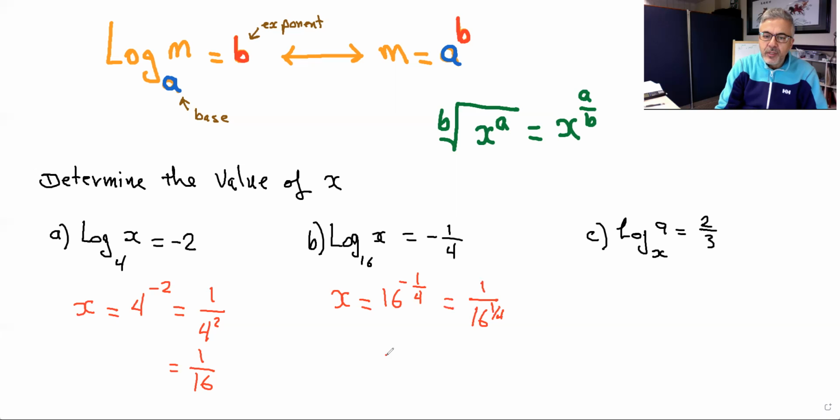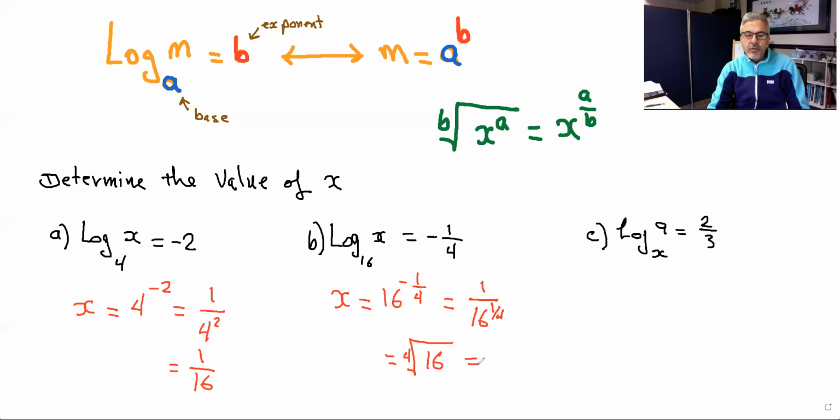So therefore, this would equal the 4th root of 16 to the power of 1, and you don't have to write the power of 1. The 4th root of 16 is 2. Basically, the 4th root of 16 is the number that when you multiply it by itself 4 times, it gives you 16, and that's the answer.